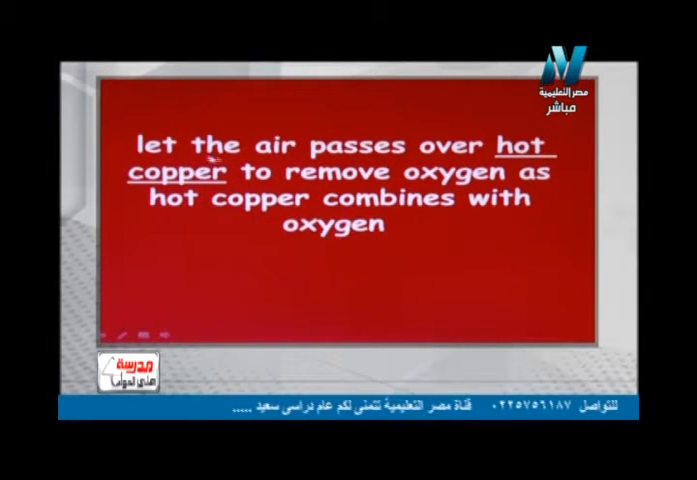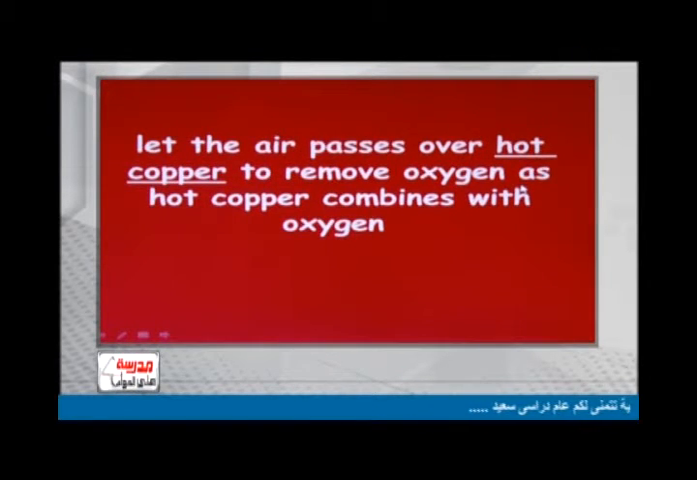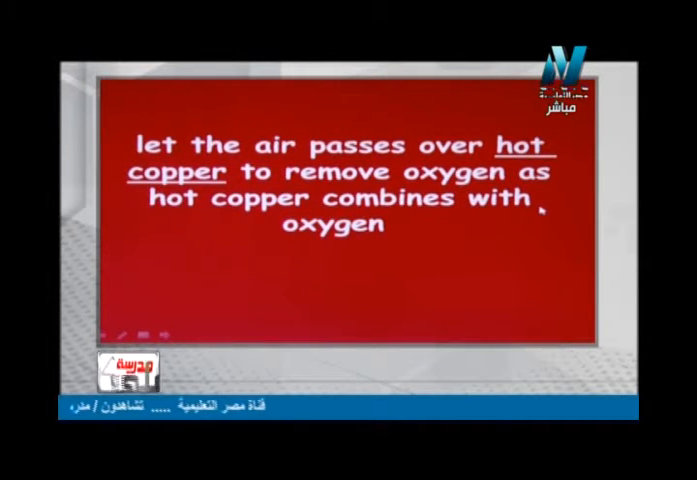So again, let air pass over hot copper to remove oxygen gas, as hot copper combines with oxygen gas.